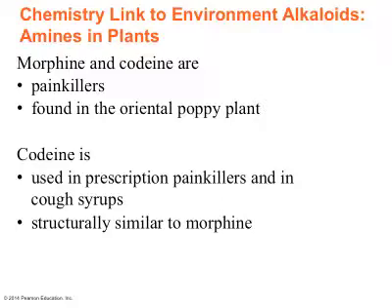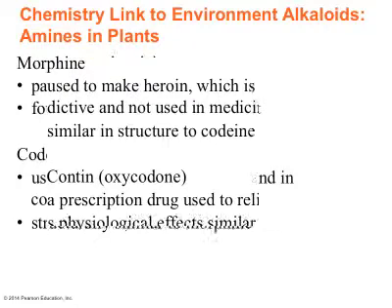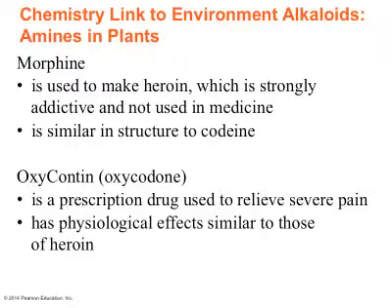Morphine and codeine are painkillers found in the poppy plant. Codeine is used in prescription painkillers. It's structurally similar to morphine. Morphine is used to make heroin. It's very strongly addictive, more so than even nicotine. And then OxyContin is a prescription drug that has physiological effects similar to those of heroin. Lot of drug abuse with OxyContin.